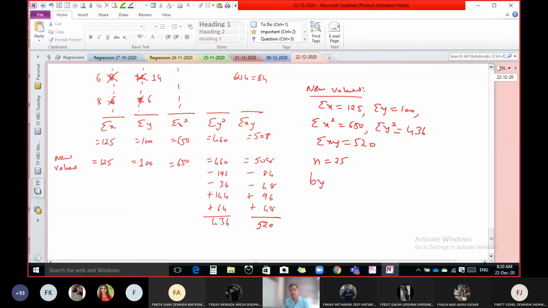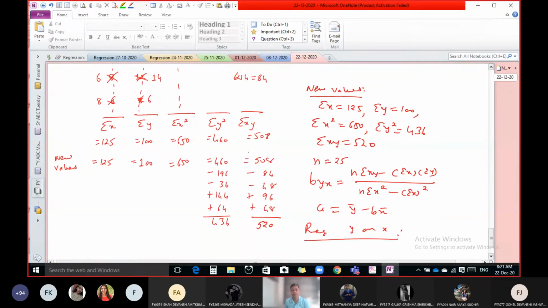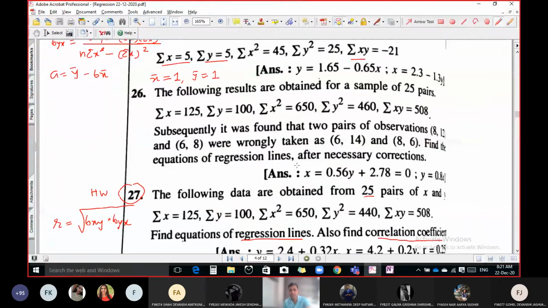First of all you have to find out byx, then you have to find out a. There is a formula: n sigma xy minus sigma x sigma y upon n sigma x square minus sigma x the whole square. That is the formula to calculate byx. A you can calculate as y bar minus b x bar, and then you have to find the regression line of y on x, that is y equal to a plus bx. Everything is available, just substitute, we get the answer. Is it clear to everybody? Yes, sir.